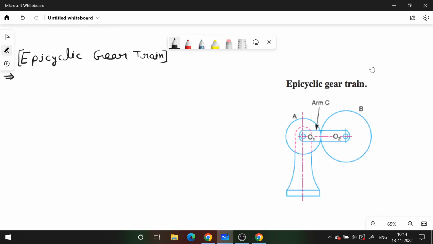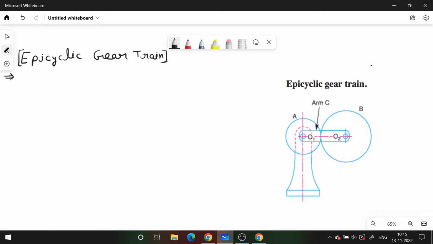In an epicyclic gear train, if the axes of the shafts over which the gears are mounted are moving relative to a fixed axis, the gear train is known as an epicyclic gear train.